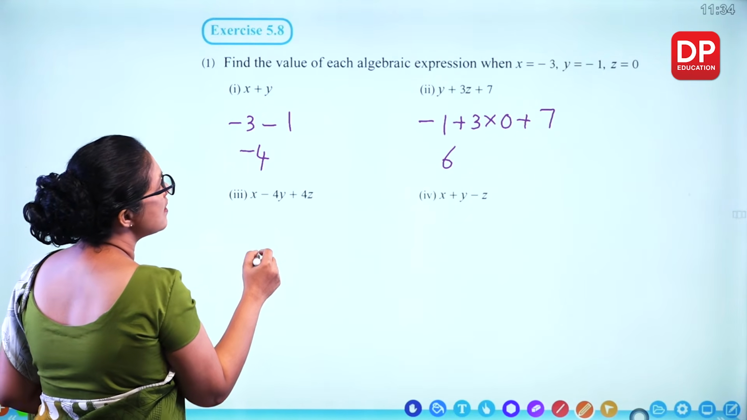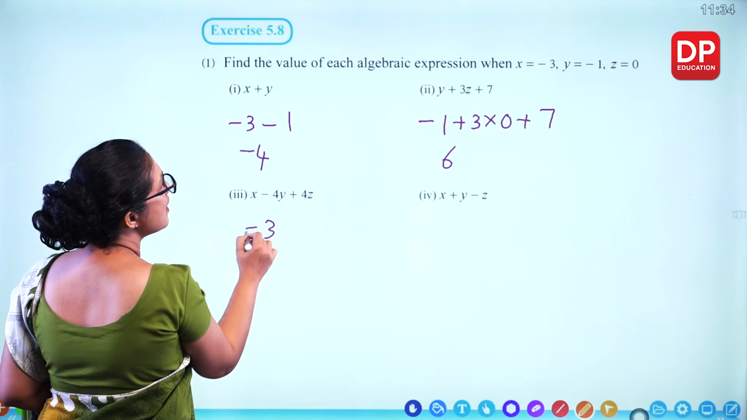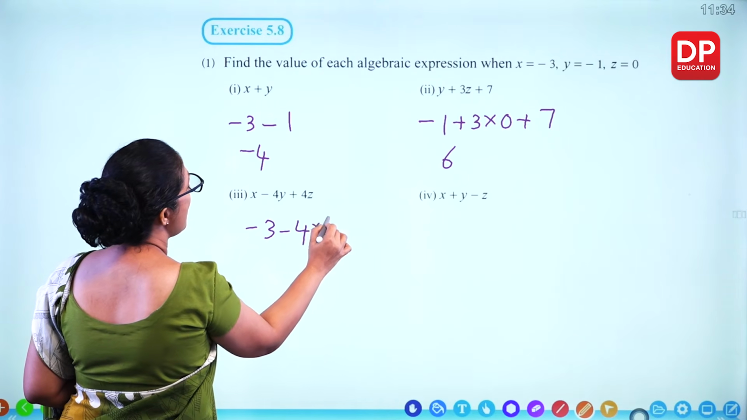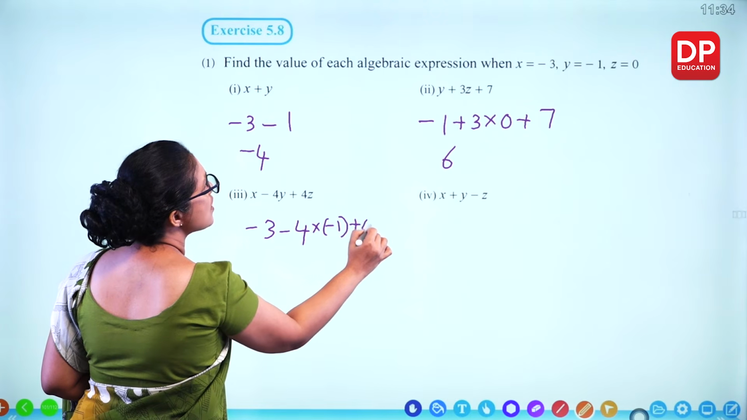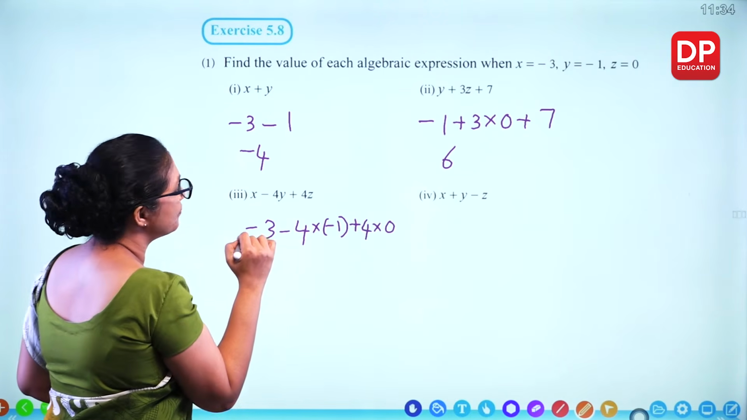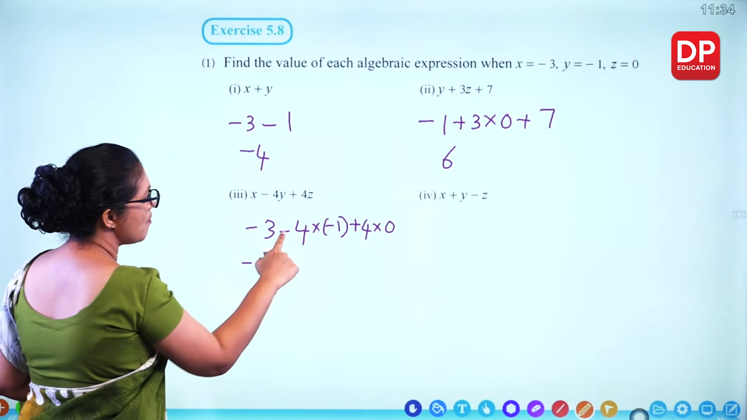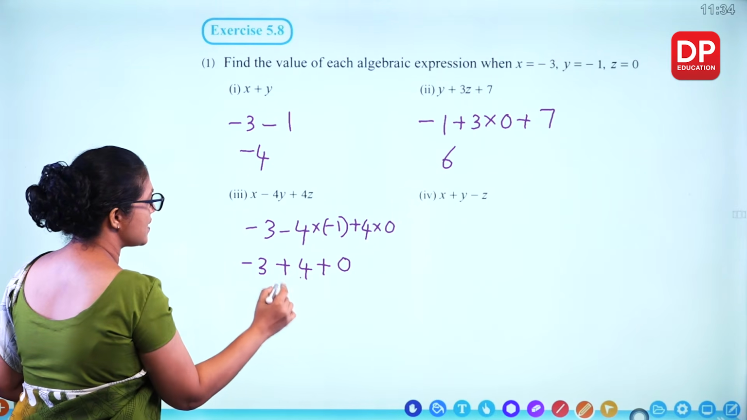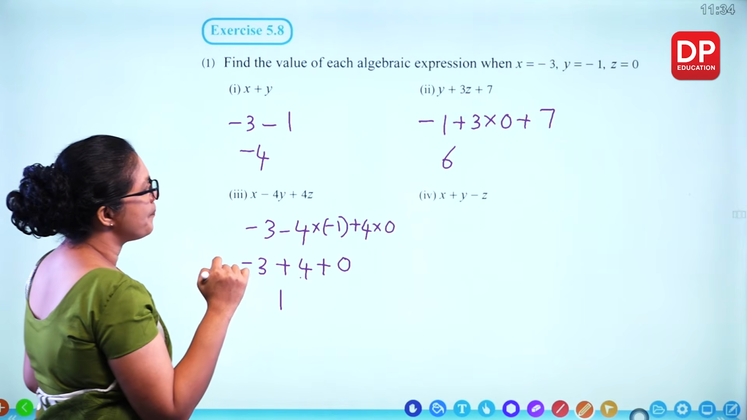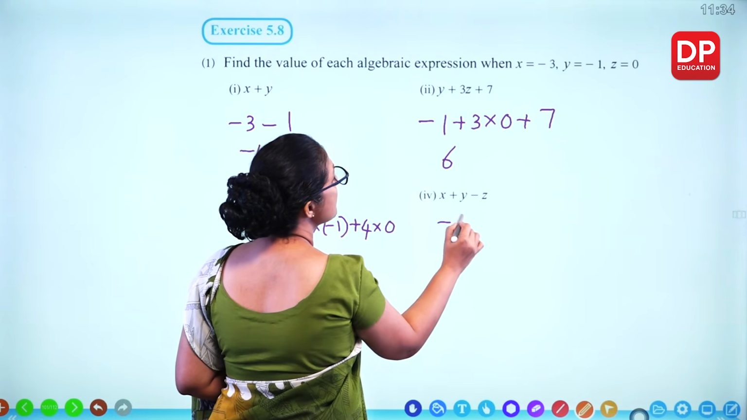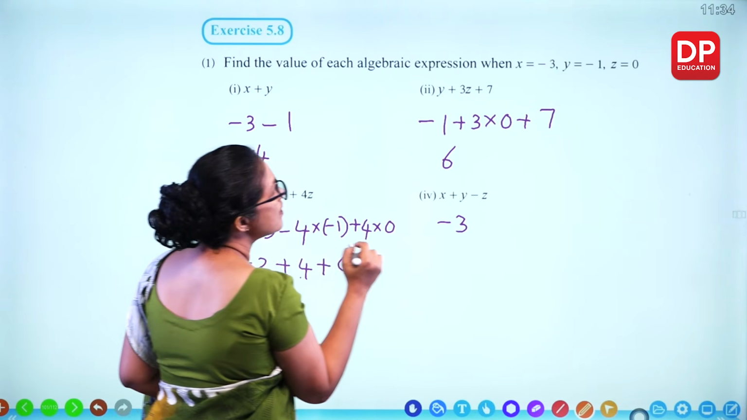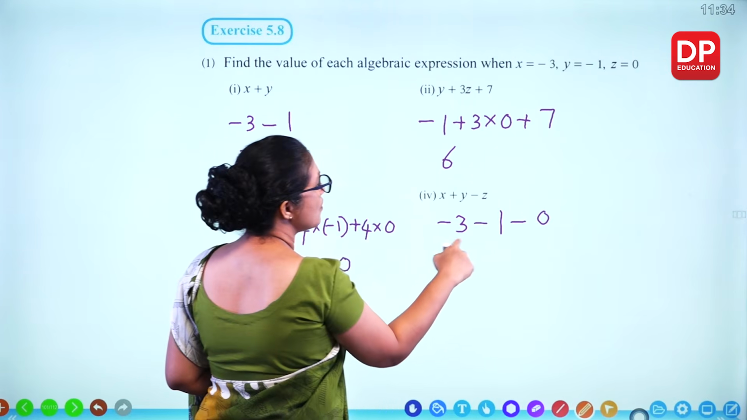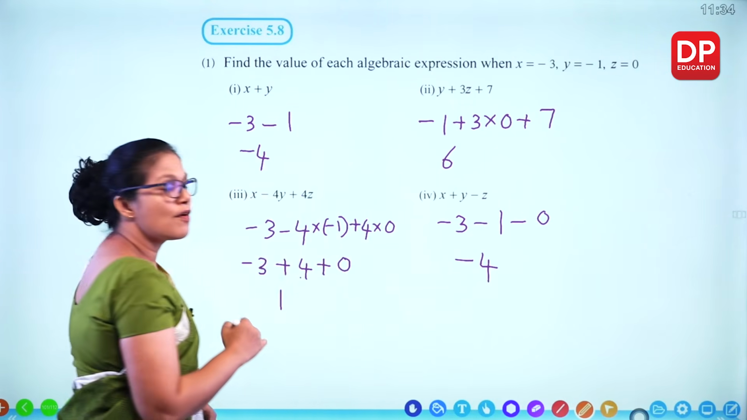x is minus 3, minus 4 times y is minus 1. 4 times 0. Minus 3 is there. Minus into minus plus 4 and 0. 4 minus 3, you get 1. x is minus 3, y is minus 1 and z is 0. So you get minus 4.